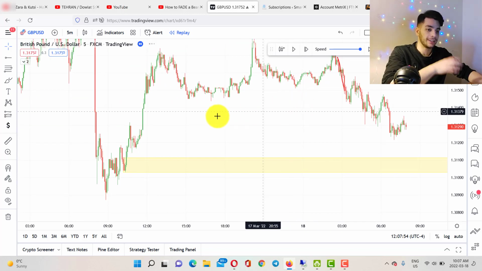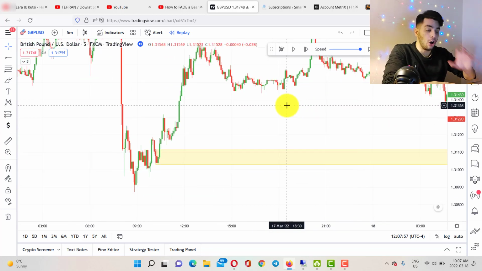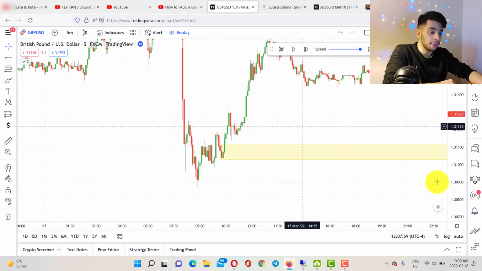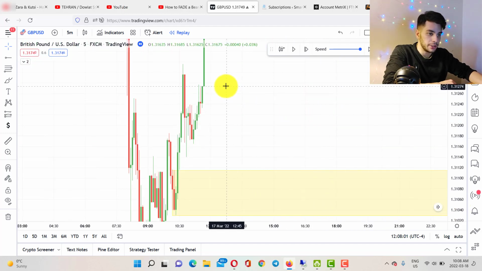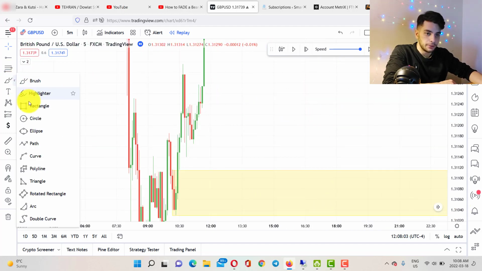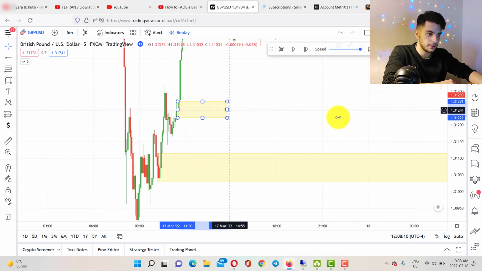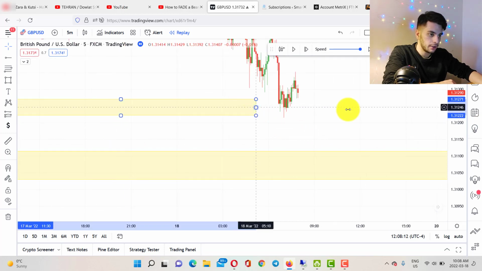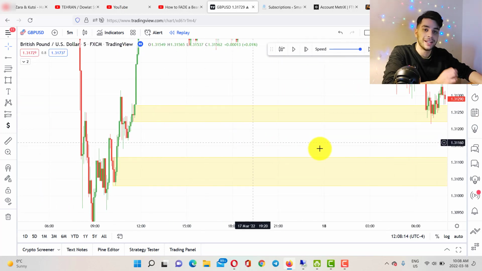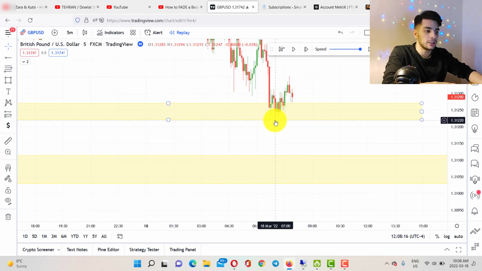But before that, I tried to notice all the high probability order blocks that we have, and the first thing I noticed was this one right here. This is the first high probability order block that we have. Let me just extend it towards the right. And as you can see, this is not valid anymore because we had a shadow that broke below this level. So I'm going to remove this level.